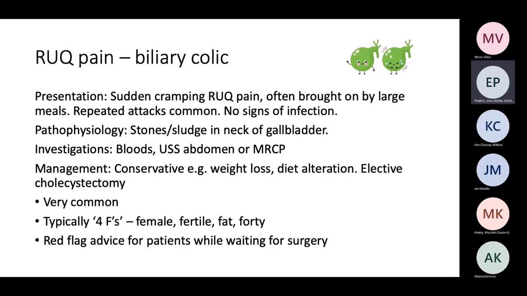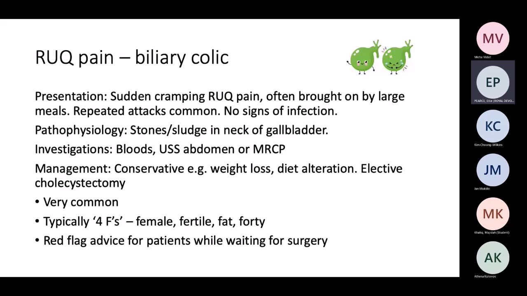the best investigation for gallstones imaging wise is ultrasound in the first instance, particularly if somebody's not got any signs of sepsis. So this lady had the quite typical picture of biliary colic, so cramping episodes of right upper quadrant pain, and it's often associated with large or fatty meals. People can have repeated attacks, and they usually end up coming into hospital when they get an attack that's too painful for them to manage at home.